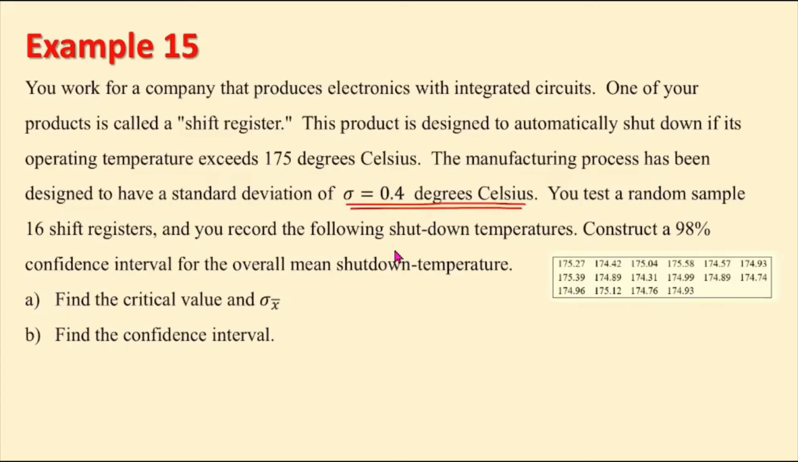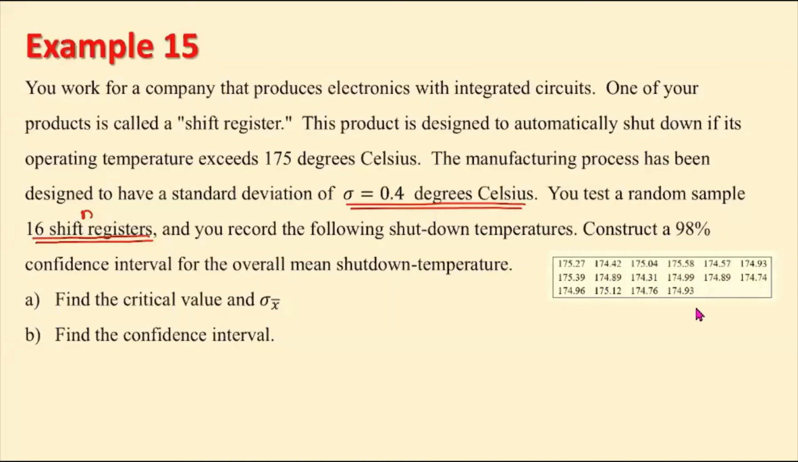You test a random sample of 16 shift registers. That's your sample size, n equal to 16. And you record the following shutdown temperatures. So we have the 16 data here, 175.27, 174.42, 175.04, and so on. What we are asked to do is construct a 98% confidence interval for the overall mean shutdown temperature.